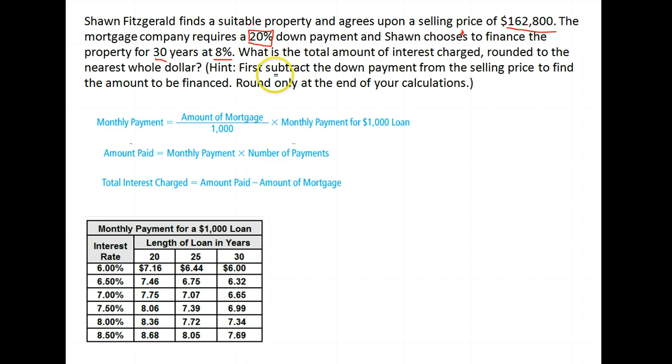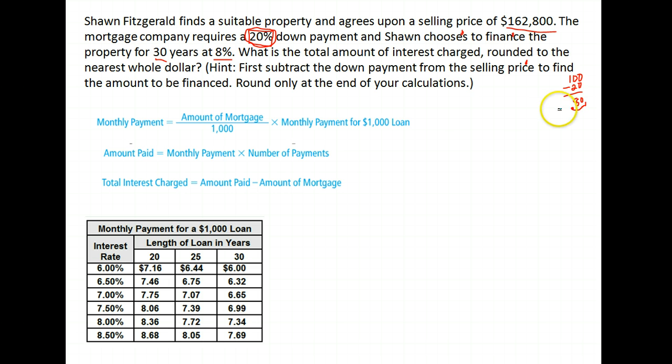Okay, so first they say subtract the down payment from the selling price to find the amount you're financing, which is correct. A down payment you don't owe any interest on. That's cash you're paying up front. So first let's find out what would be the amount of the loan. Well, if 20% is the down payment, what percent is left to be the loan? That would be, okay, out of 100%, if you pay 20% down, you're left with 80% to pay.